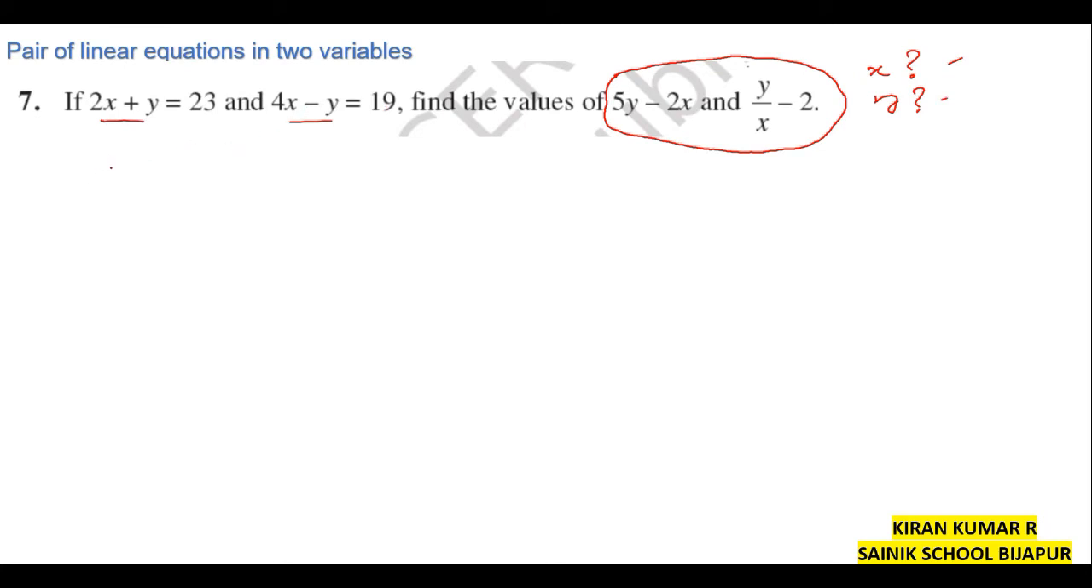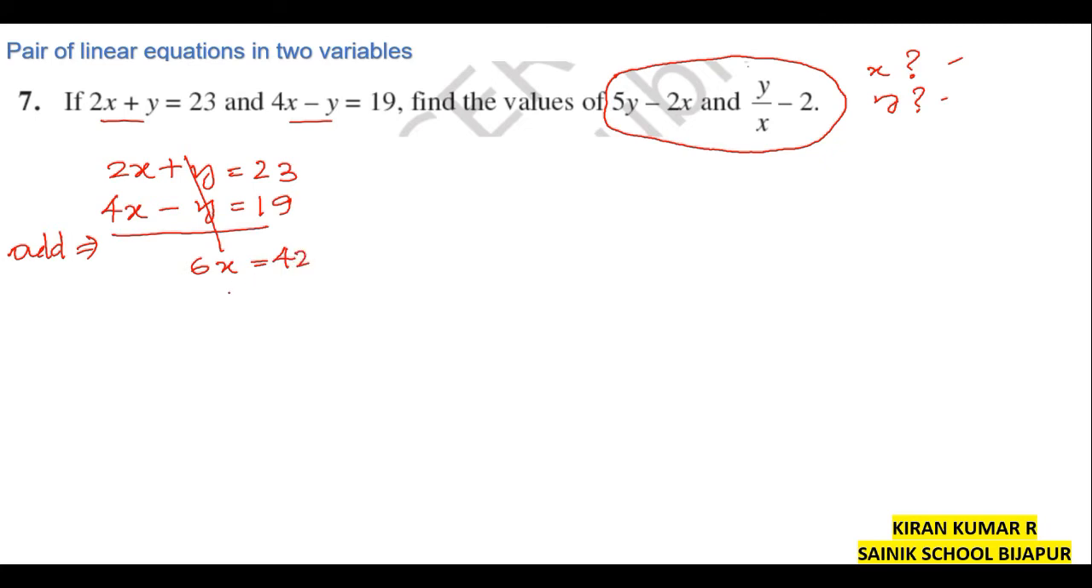They have given the pair of equations as 2x plus y is equal to 23, and one more equation is 4x minus y equal to 19. The best simple way to find out the values of x and y is the elimination method. In this case, if you add them, you'll be getting the y term cancelled. 6x will be equal to 42, x will be 7. So the value of x is found.